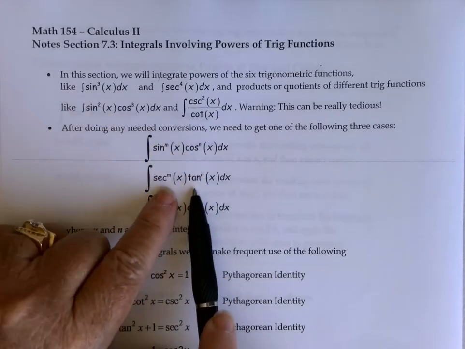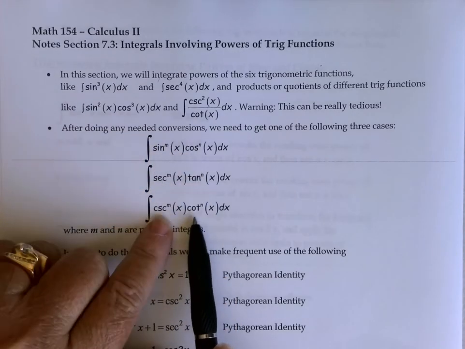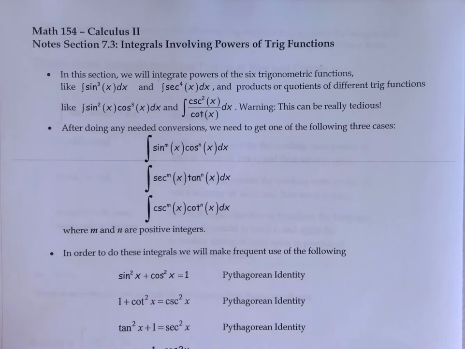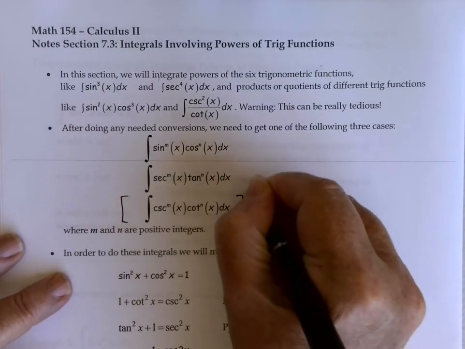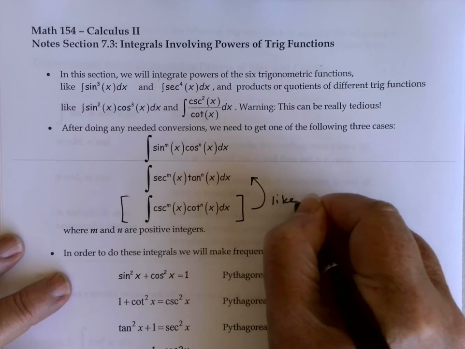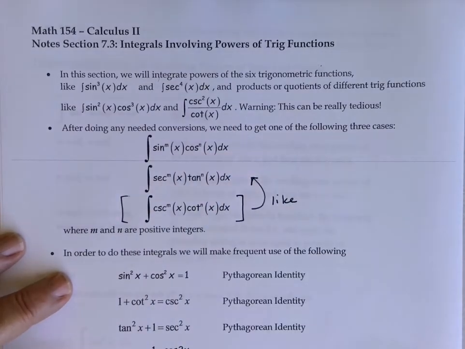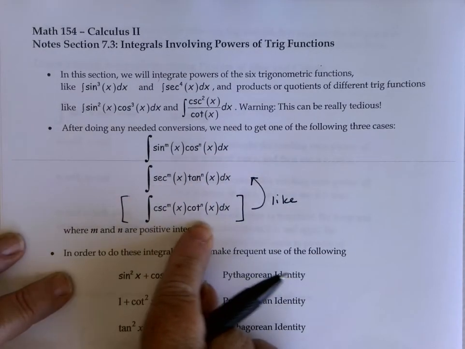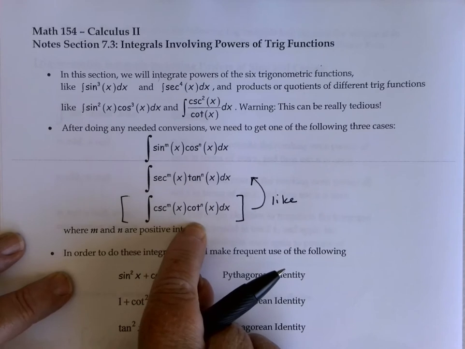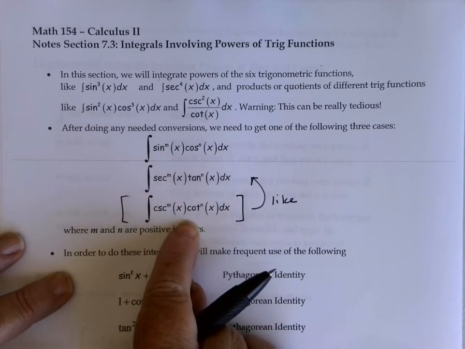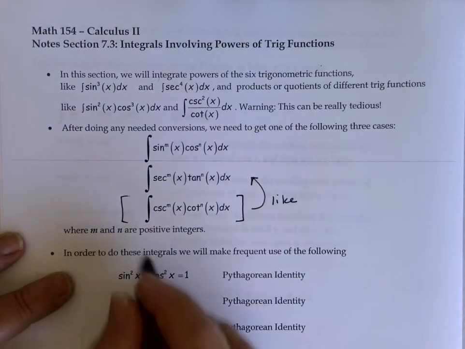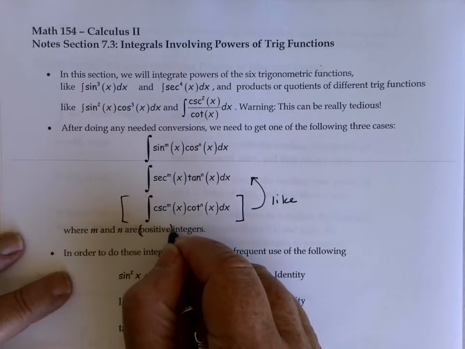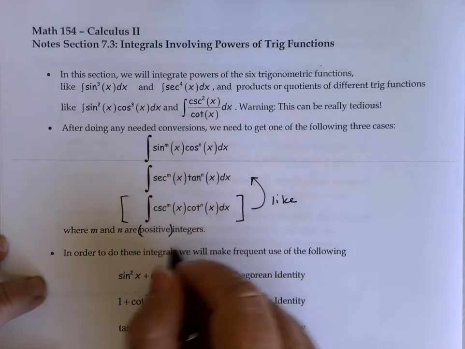cosine, secant and tangent, or I'm going to say cosecant and cotangent, although I will say this one is just like secant and tangent. We'll actually do the secant and tangent. We won't do these, but the exact same techniques that are used here can be used here as well. All right, when we look at these, I'm going to say m and n are positive integers.